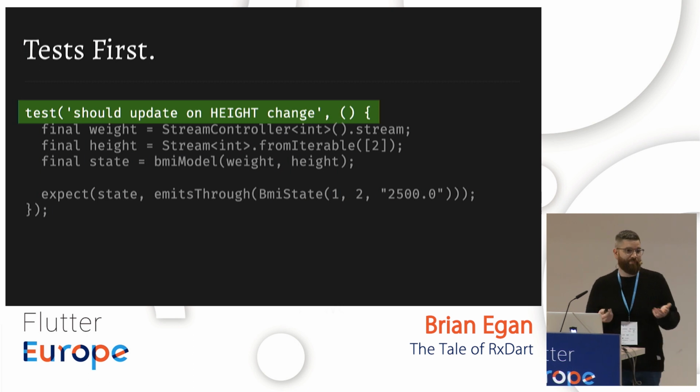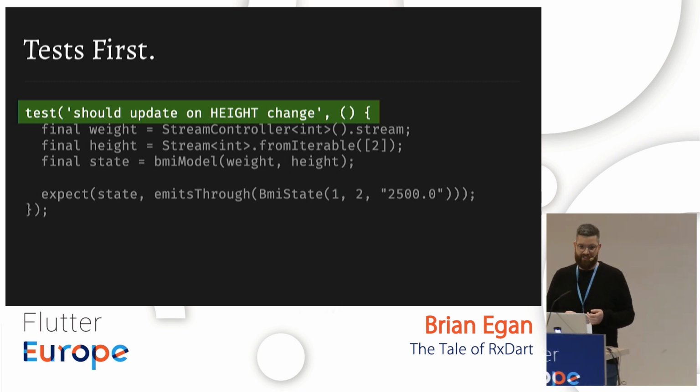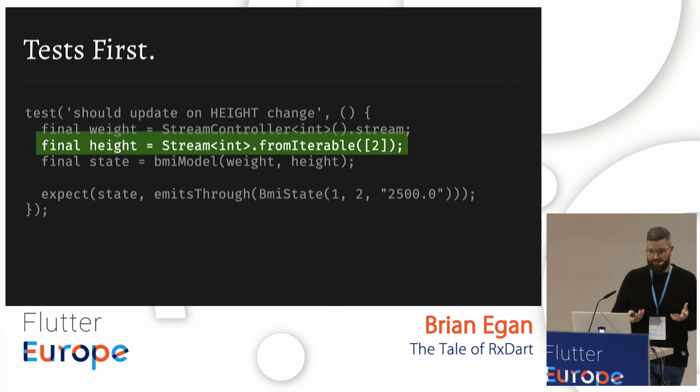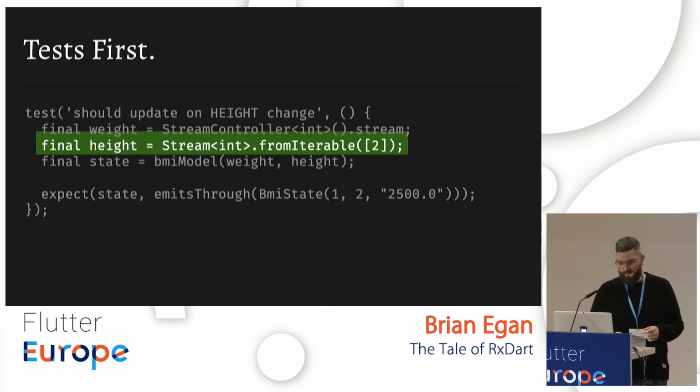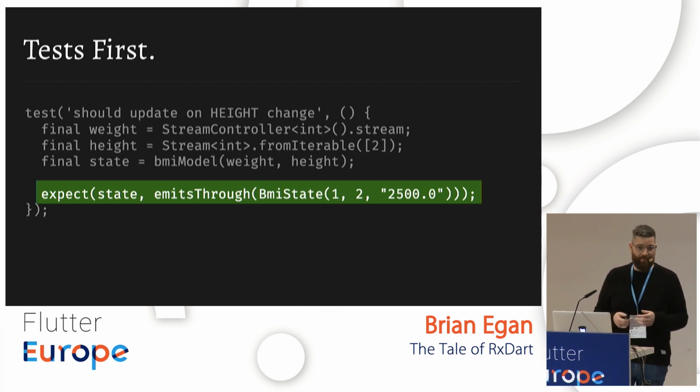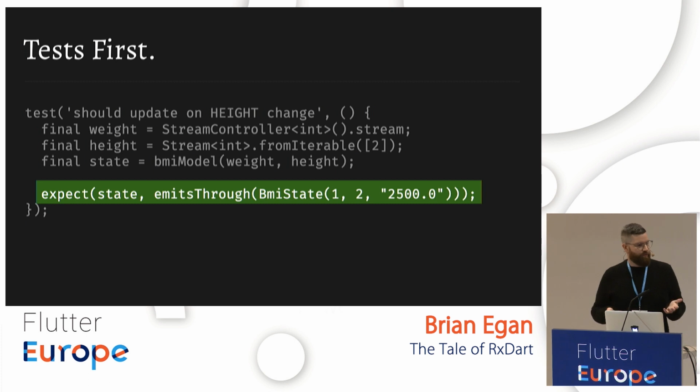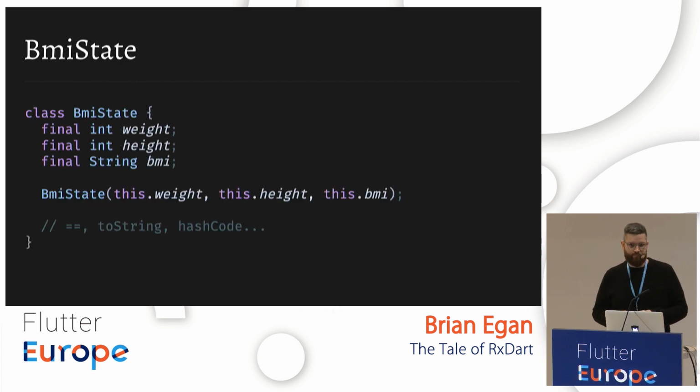And then we want to do the same thing for the height. In this case, we're just saying we should update the height on change. We're going to provide a fromIterable stream to our BMI model function, and then we'll expect it to emit through a different one. So just a really simple setup and simple test scenario.